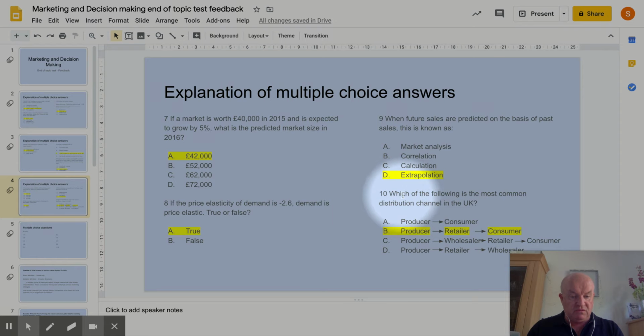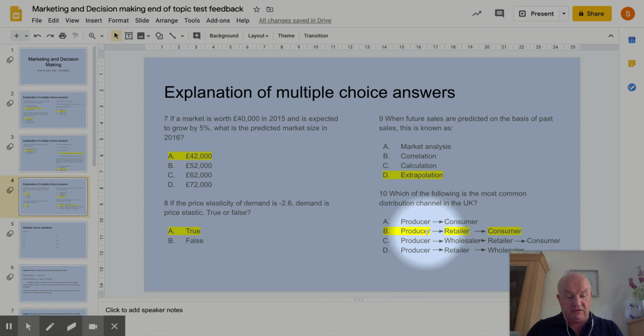Which of the following is the most common distribution channel in the UK? And you've got 4 alternatives to look at there. We've got producer to consumer, producer to retailer to consumer, producer to wholesaler to retailer to consumer, or producer to retailer to wholesaler. Well, the traditional and the most common distribution channel would be from producer to retailer to consumer.